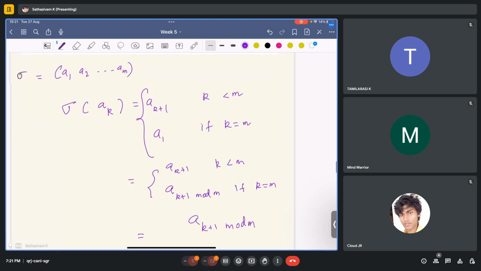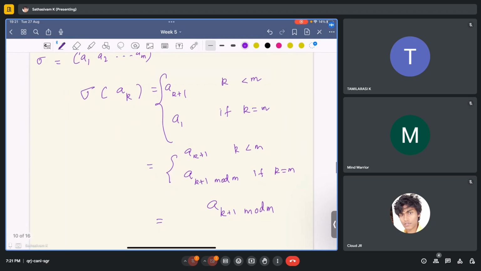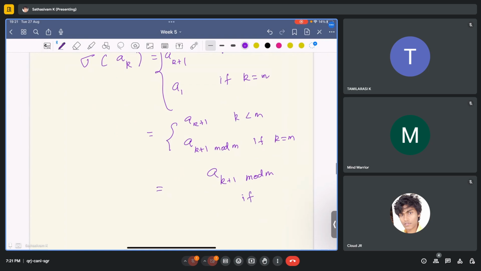Okay, just one small thing. What we have is k plus 1 mod m if k plus 1 is greater than m. Only in that case we are going mod m. Otherwise we are not going mod m.